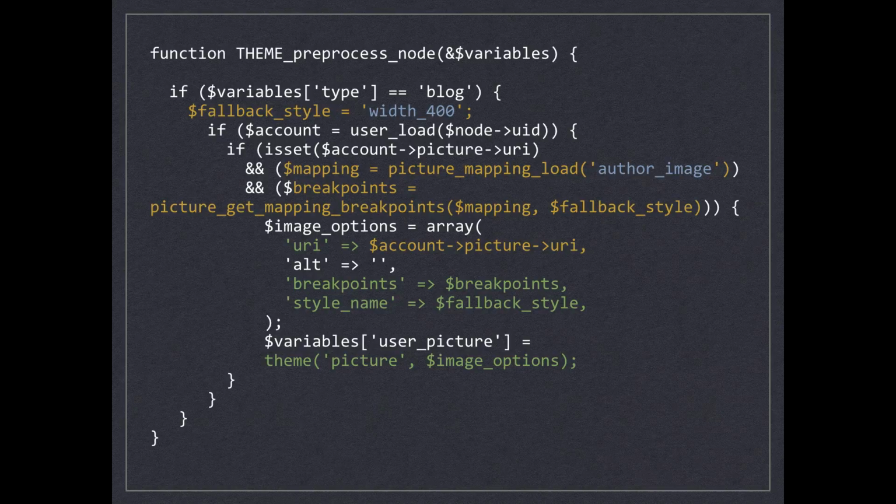This is with Drupal 7. How many people have done preprocess stuff? Don't worry about this if you haven't. But if you have, this will be handy for you. If you ever have to use this, just reference these slides and you'll find that this code will be helpful. You have to do a picture mapping load with your picture mapping name, store that. Then you have to use picture get mapping breakpoints and store that in the fallback style. And then you do theme picture with those image options that you set.